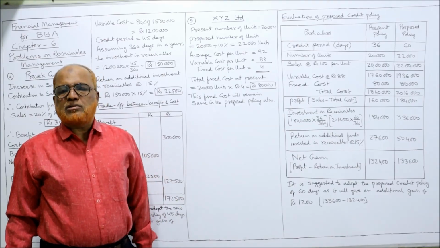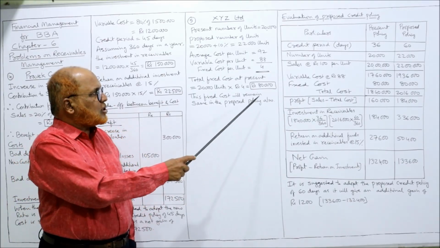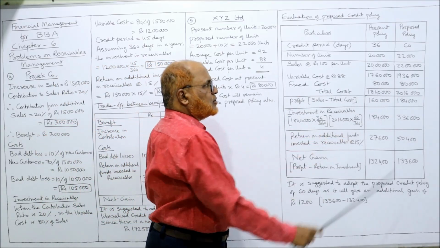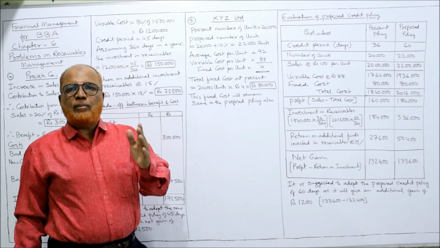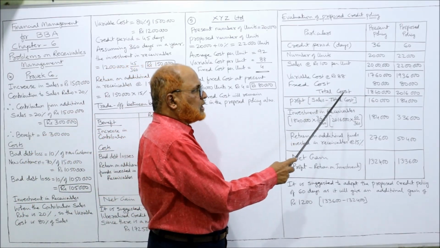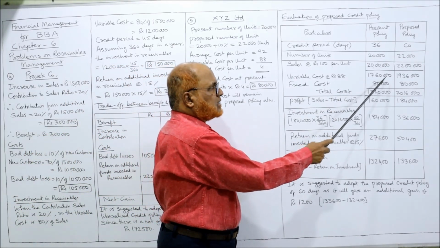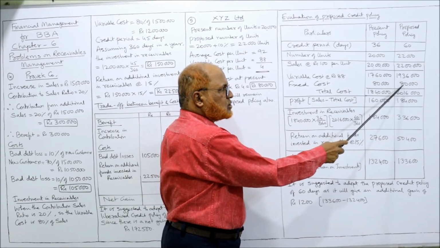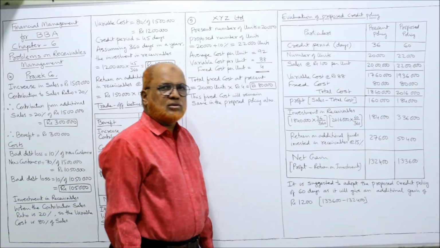Now fixed cost, it will remain the same. How much fixed cost total? 80,000. The fixed cost is 80,000, 80,000. Take the total variable cost plus fixed cost, that is the total cost. 17 lakh 60,000 plus 80,000, 18 lakh 40,000. 19 lakh 36,000 plus 80,000, 20 lakh 16,000.